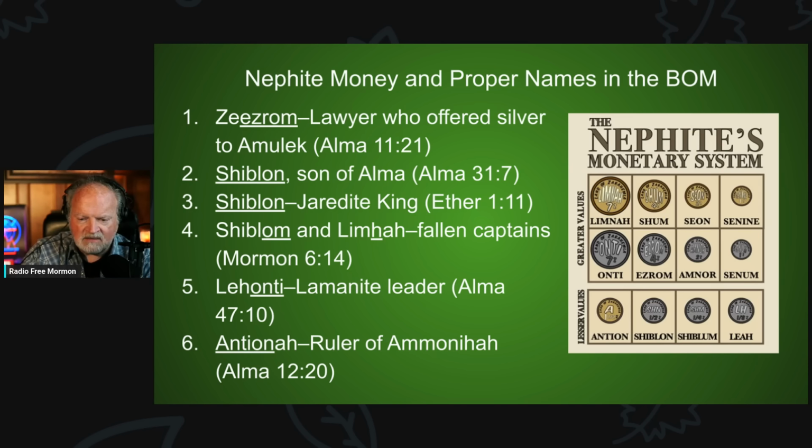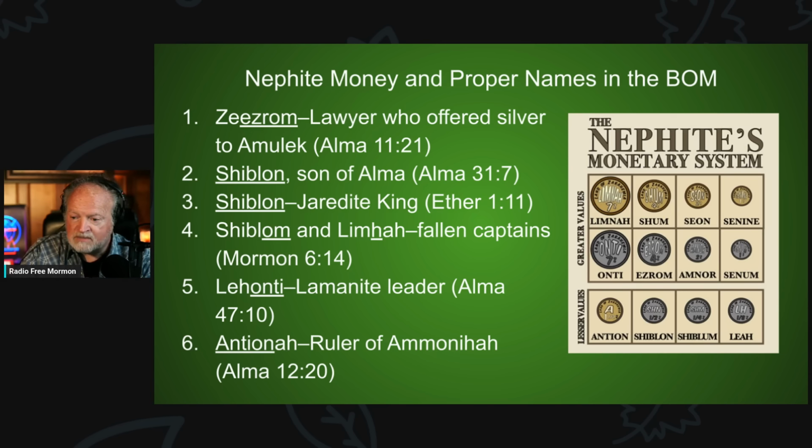And if you look at Antionah, and Antion is in there, well, Antion is the 1 gold lesser value in the Nephite monetary system. So you can see that not only is Ezrom contained in the name of the lawyer in Alma 11, it's also contained in the name of the ruler, Antionah, who is part of the same story in Alma chapter 12. Is this coincidence or is this something more? Is the question. We'll get to that in a second. There's a number of other situations like this where different monetary units, the names of them show up in the names of Book of Mormon characters and personal proper names.